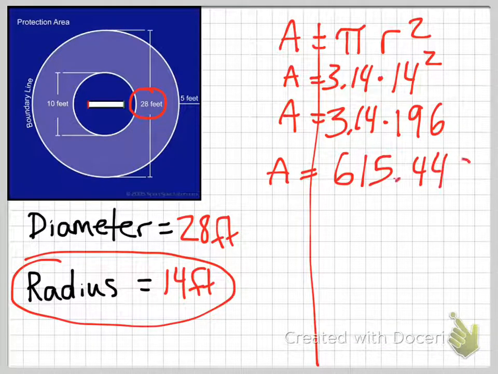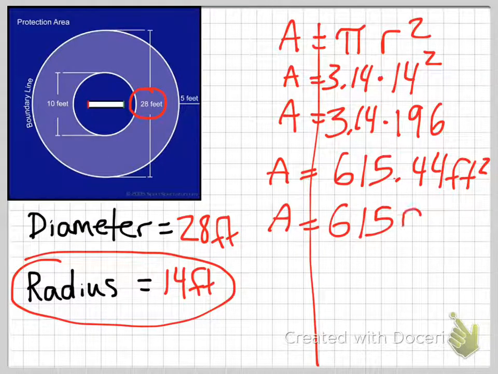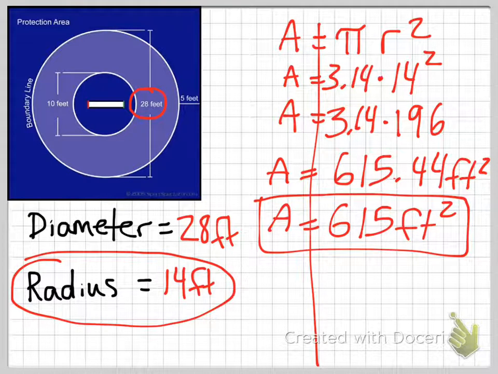615.44 feet squared. Now in your homework, it actually asks you to round to the nearest whole number. So when you're rounding to the nearest whole number, you look at whatever's in the tenths place right there, and you round that whichever way you're supposed to. So a 4 we would round down, so the answer is actually going to be 615 feet squared.